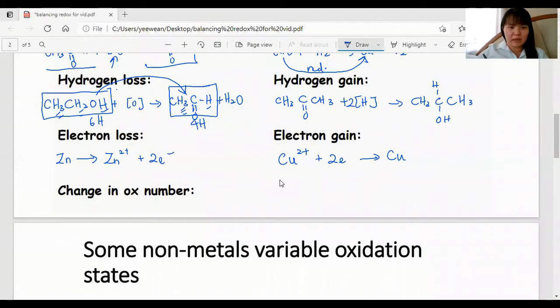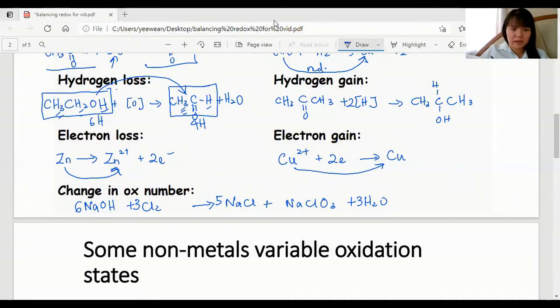Oxidation could also mean loss of electrons. So look at the zinc here. It loses 2 electrons here, so that's oxidation. And copper received 2 electrons, so that's reduction. So this is actually very much related to the change in oxidation number, except this change in oxidation number would also apply for things that are covalent. And the way we calculate the oxidation number, we would treat it as if it was ionic.